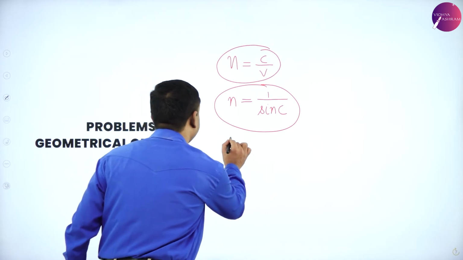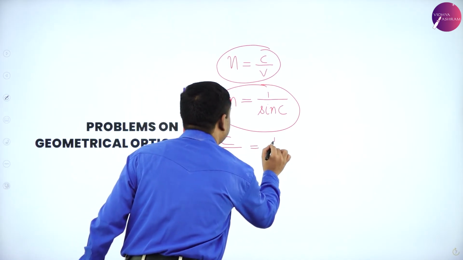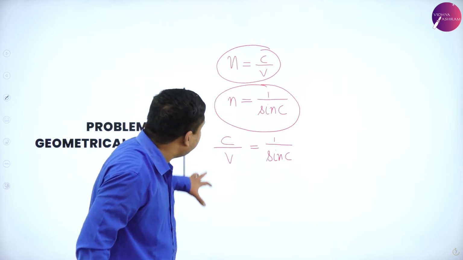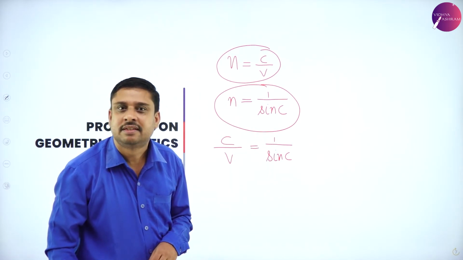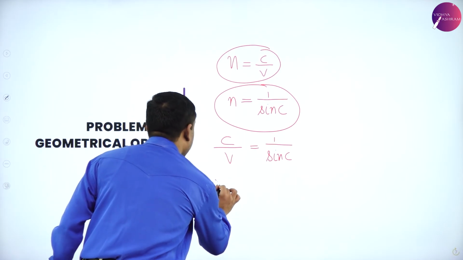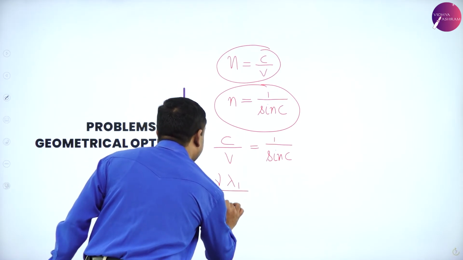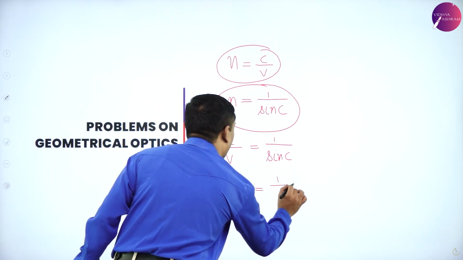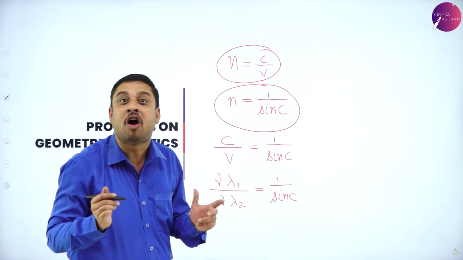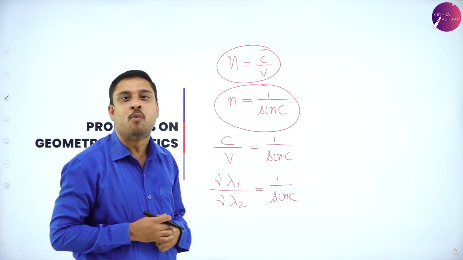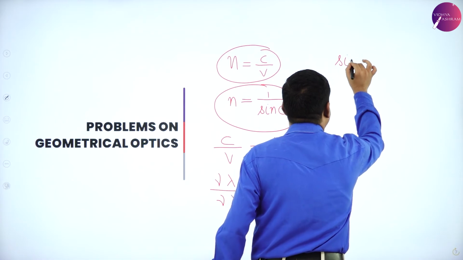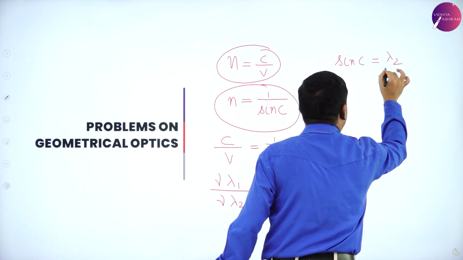So, equating them, C by V is 1 by sine C. Now, somewhere can I introduce wavelength? Yes. Speed. So, here it is nu lambda 1 divided by nu lambda 2 is 1 by sine C. Frequency of a wave does not change as it travels from one medium to another. So, from that expression, sin C becomes lambda 2 by lambda 1.